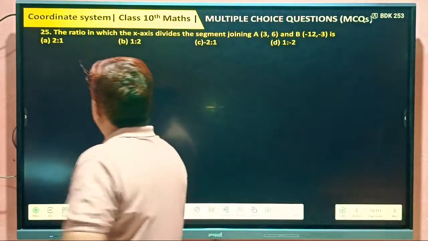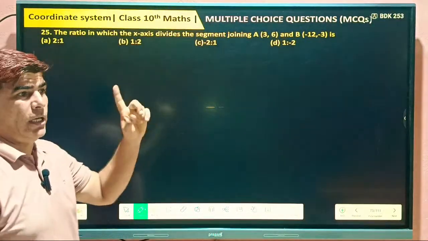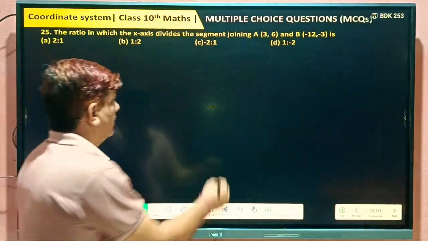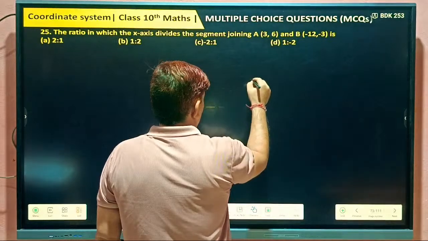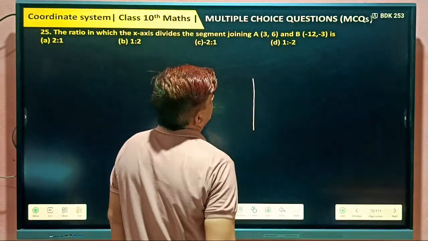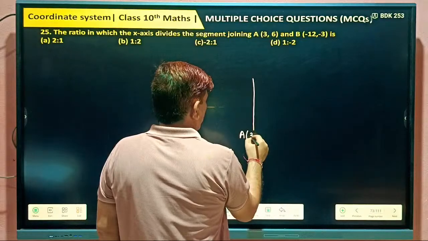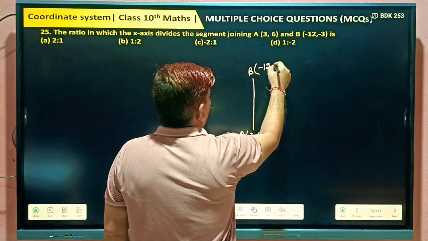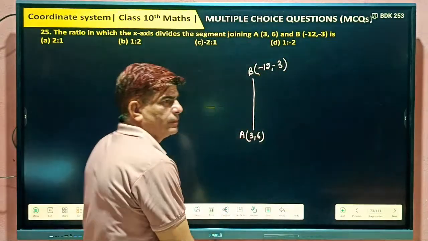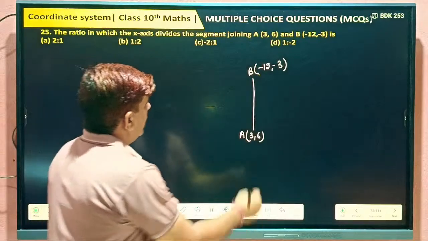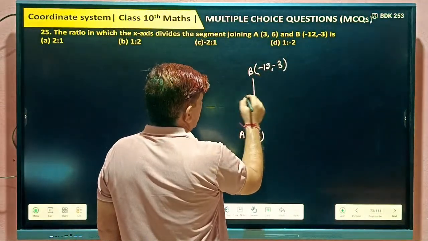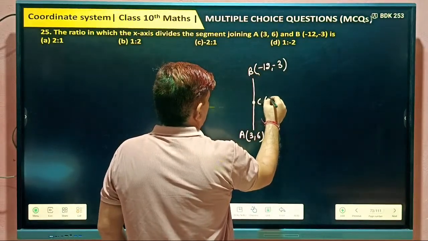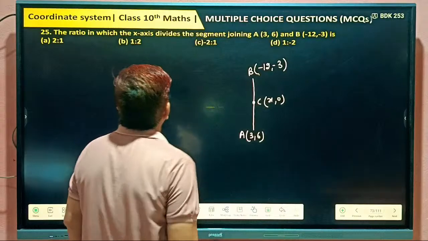Again, related to that, first read the statement and try to understand: the ratio in which the x-axis divides the line segment. So we have a line segment like this. A is a point whose coordinates are 3 and 6, and B is a point whose coordinates are minus 12 and minus 3. Understood? And this is a point lying on the x-axis, point C. If it is lying on the x-axis, then y must be 0.